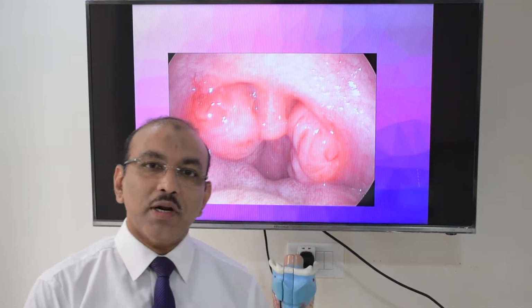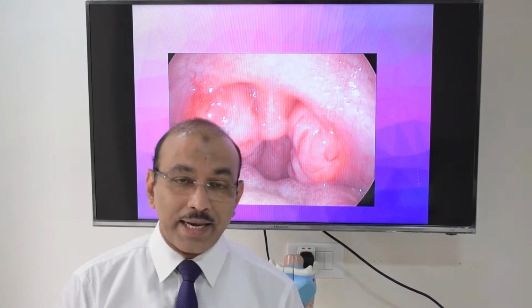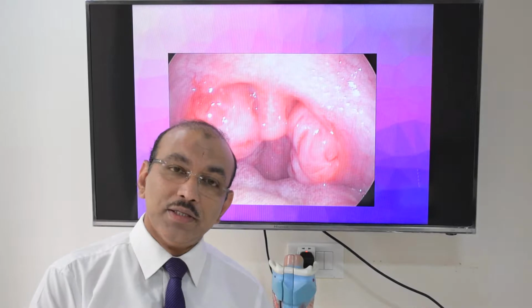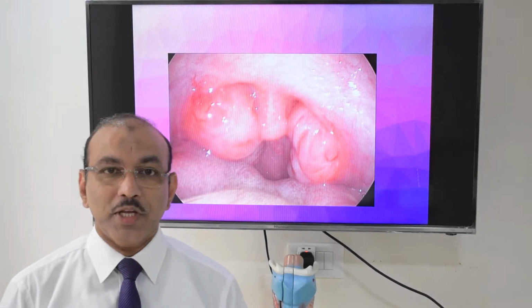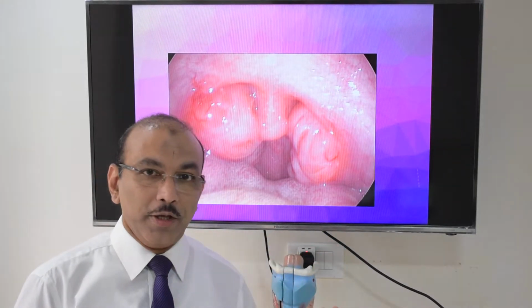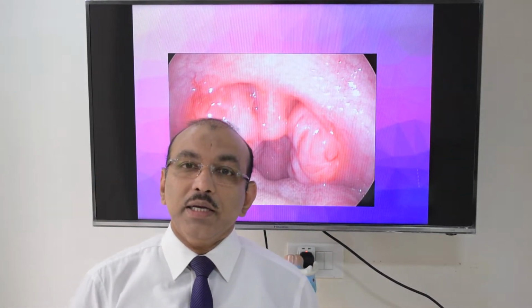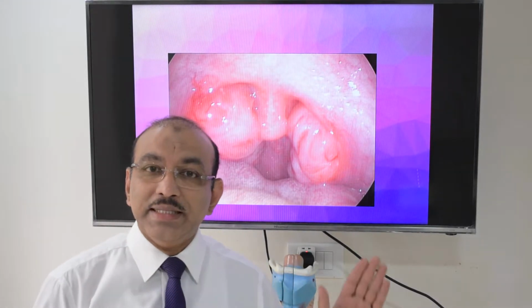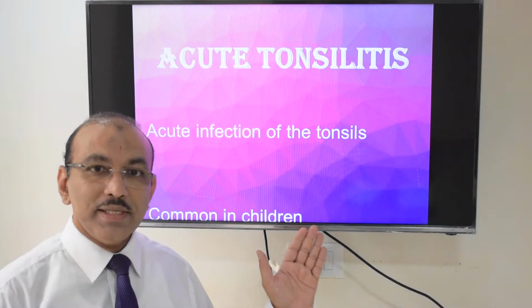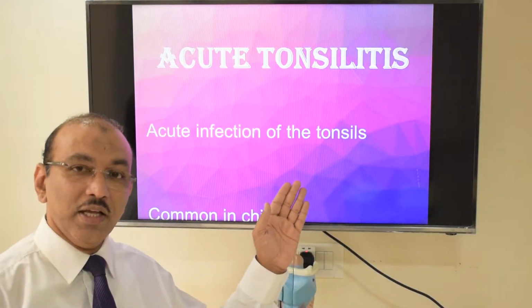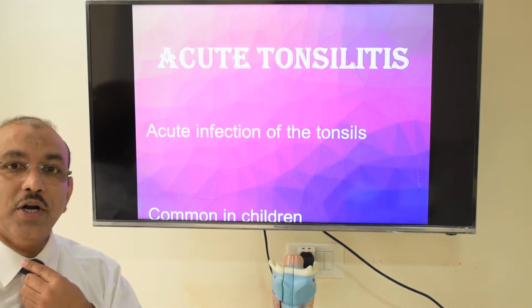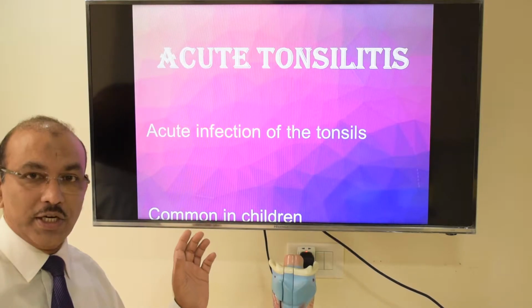They form part of our immune mechanism, the system which protects our body against infection, let it be virus or let it be bacteria. In fact, these are the policeman or bodyguard of our body. In some situations, the tonsils themselves can act as a source of infection. When the tonsils get infected, we call it acute tonsillitis. Acute infection of the tonsils is very common in children.